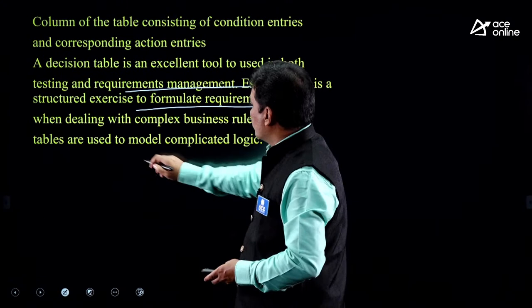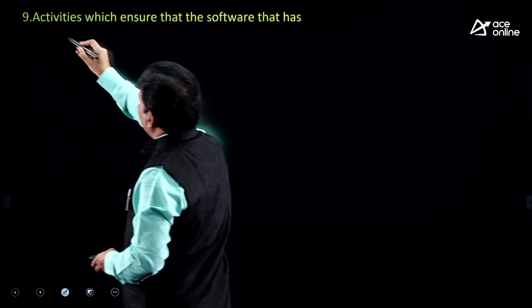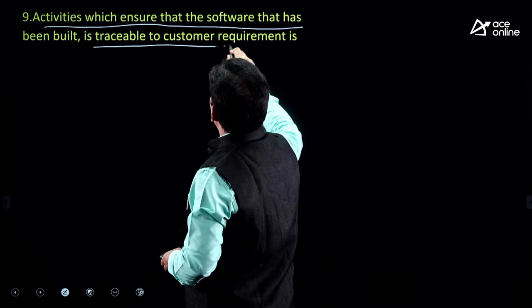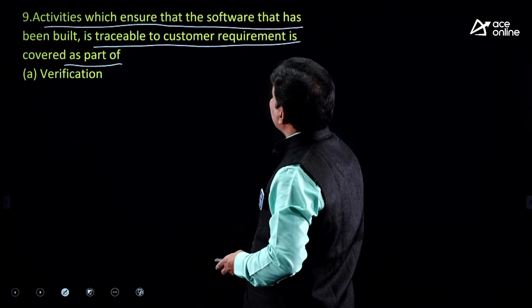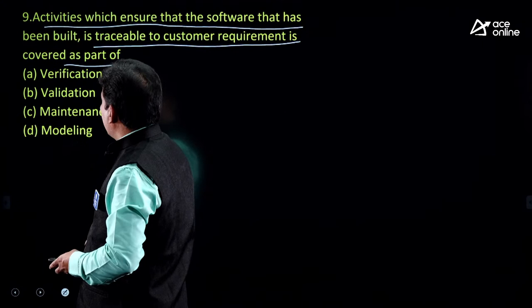Coming to next question, activities which ensure that the software that has been built is traceable to customer requirements is covered as part of dash. Is it verification, validation, maintenance, or modeling? So activities which ensure that software that has been built.